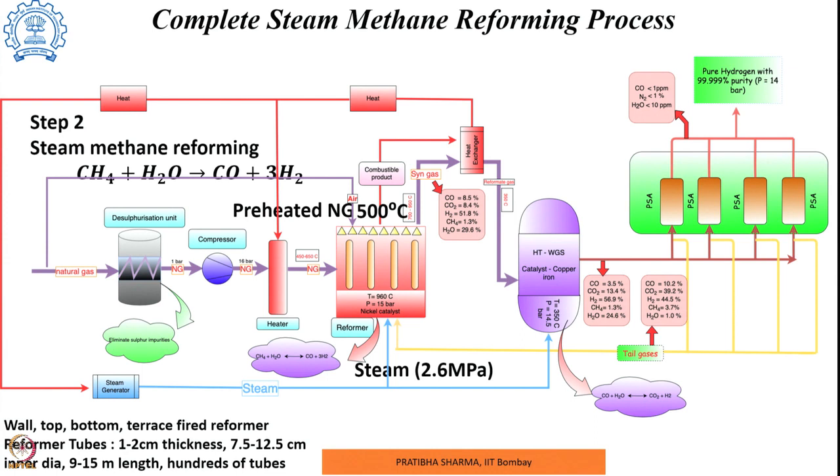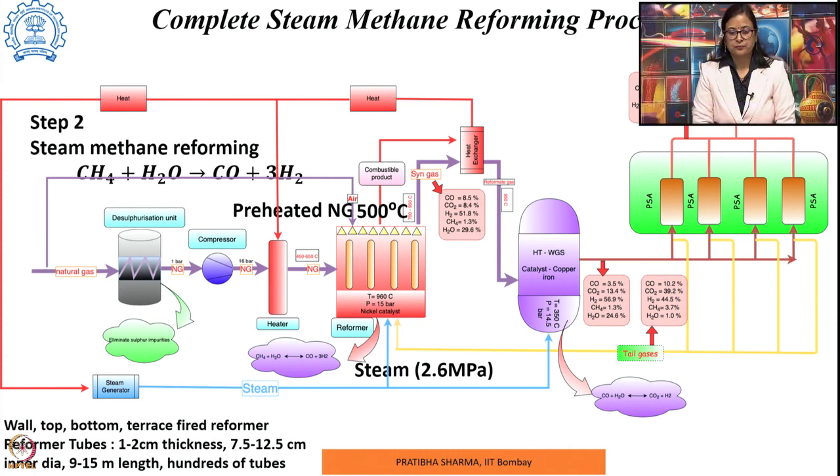In an industrial scale steam methane reformation plant, there are hundreds of such tubes arranged in a reformer. The length of these tubes is somewhere around 9 to 15 meters. Their inner diameter is around 7.5 to 12.5 centimeters, with a thickness of 1.2 centimeters.